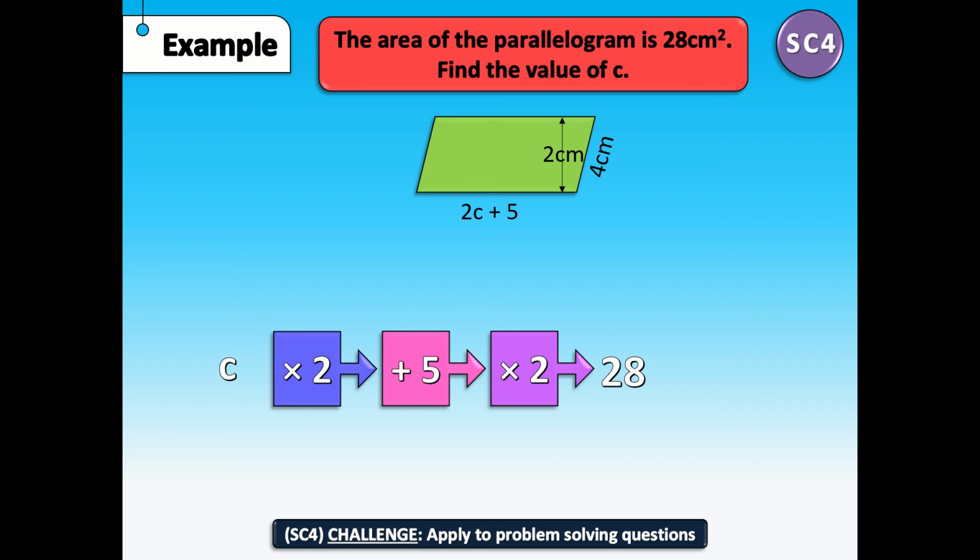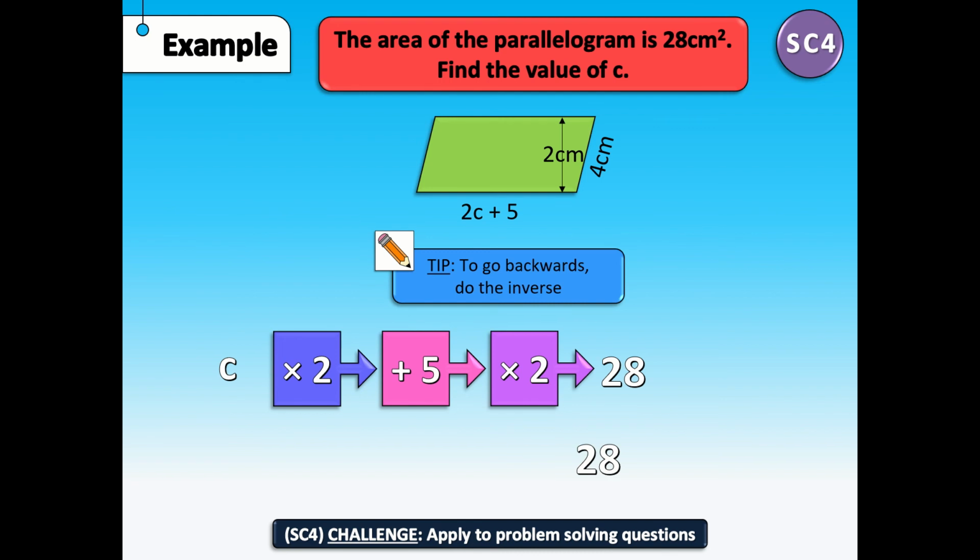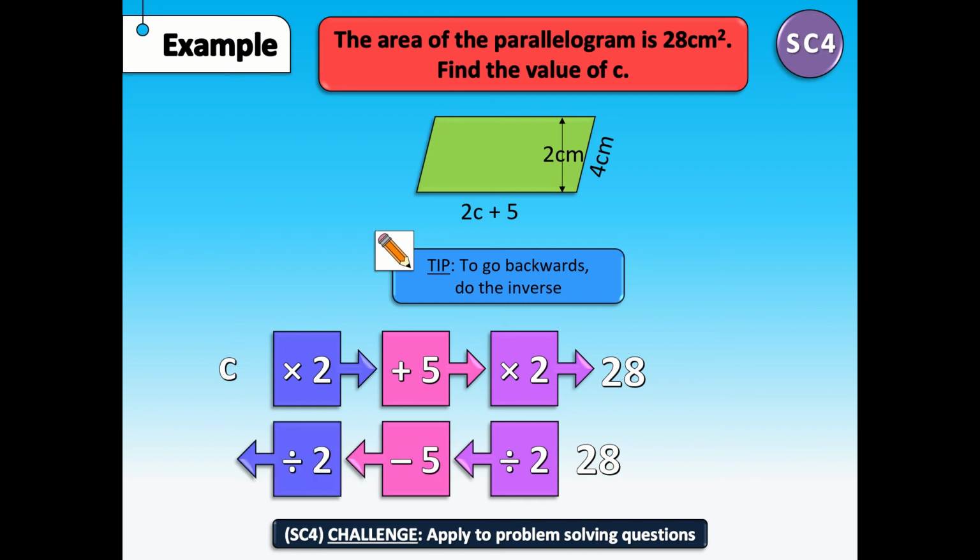So to work out what C is, we work backwards doing the opposite. We start with 28, and we do the opposite of timesing by 2, which is dividing by 2. Then we take away 5, and then we divide by 2. So 28 divided by 2 is 14. 14 take away 5 is 9. And 9 divided by 2 is 4.5. So C is 4.5.